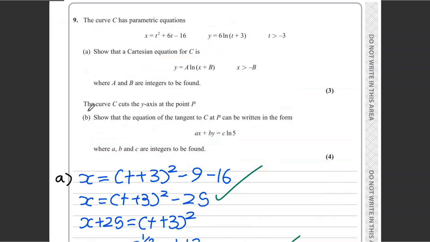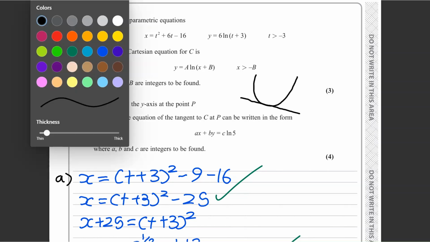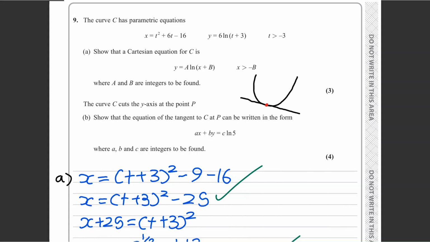Okay, and then for part B, we're told the curve C cuts the y-axis at the point P, and we need to show that the equation of the tangent to C at this point P can be written in this format here, and this is for 4 marks. Okay, so this is a question on the equation of a tangent. So let's remind ourselves what's going on here. So let's say we have this curve, and we have a tangent at a particular point. Now this point is the point P.